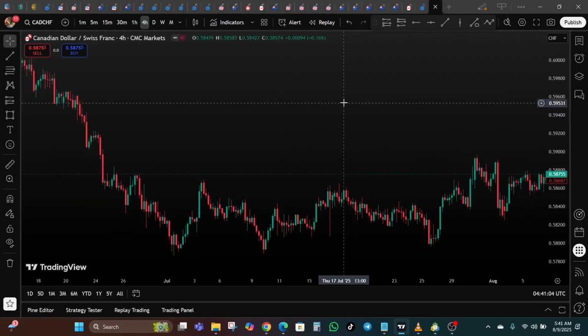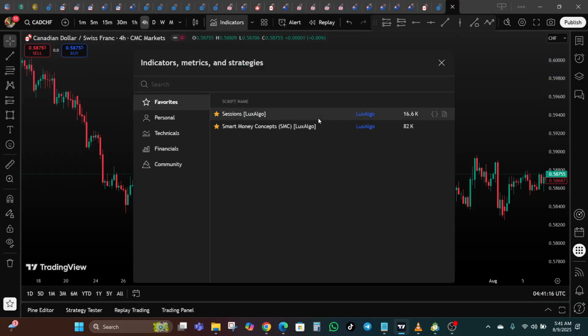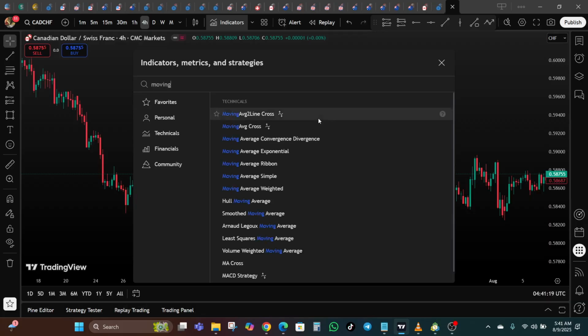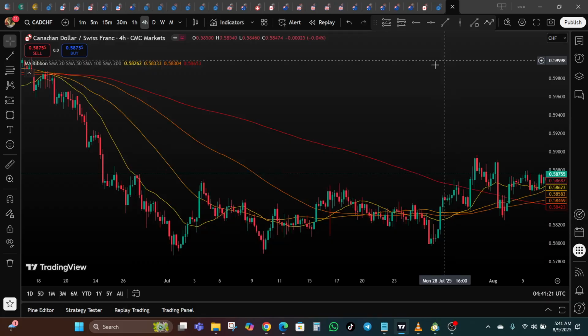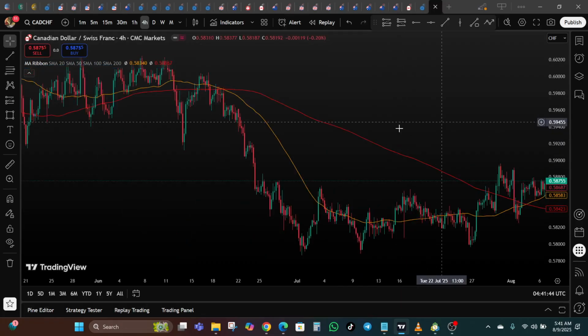This method is all about trading in the direction of the dominant market trend. You can identify a trend using a 50 period and 200 period moving average. Yes, the moving average indicator is one of the most commonly used indicators. So we're going to be using the 50 period moving average and the 200 period moving average.